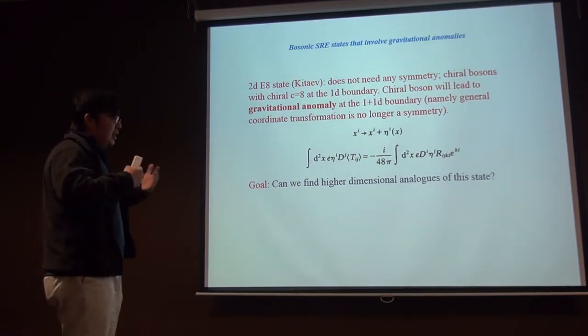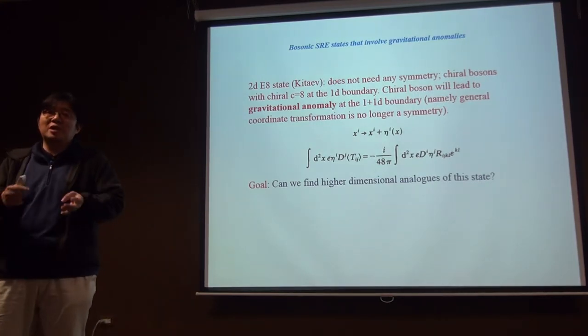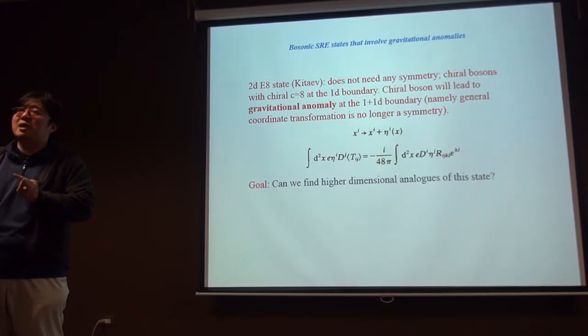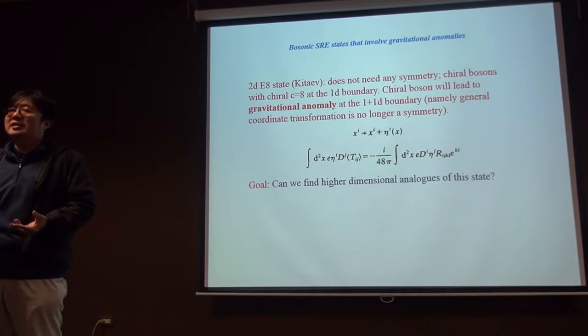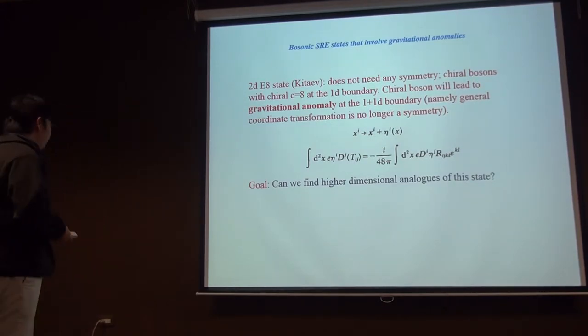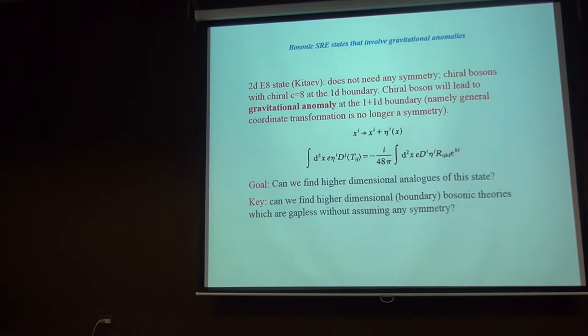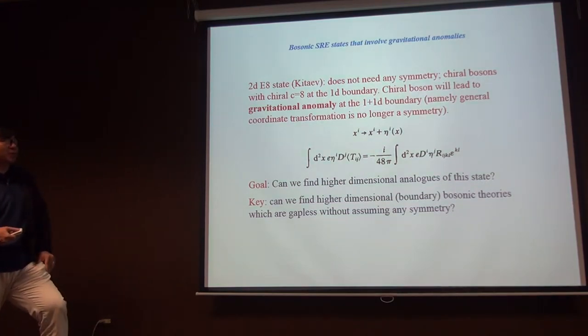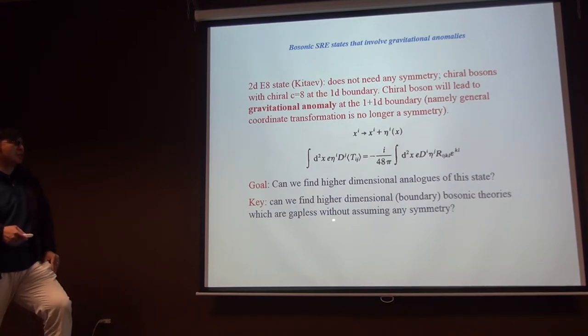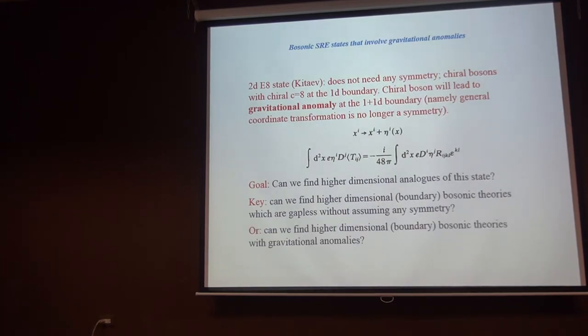Of course, it's very easy to find a higher dimensional analog of the integer quantum Hall state. I said the two-dimensional integer quantum Hall state, and in 6 dimensions, 10 dimensions, every 4k+2 dimension, they behave the same way. Their boundary always has a gravitational anomaly, so the boundary is always stable. But here, I want a boson state. So the question becomes: can we find higher dimensional boundary bosonic theories which are gapless without assuming any symmetry? Can we find higher dimensional boson systems without any symmetry which must be gapless, and this theory will be the boundary of the bulk theory I want to study? Or can we find a higher dimensional boundary topological theory with a gravitational anomaly? All these statements are the same.